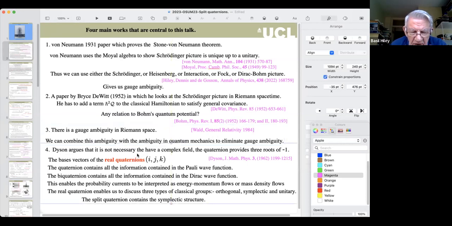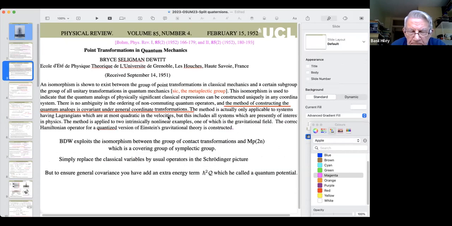And in order to combine them, I then make use of Dyson's arguments that it was not necessary to have a complex field in quantum theory, but you need complex numbers. And for Dyson, the complex numbers came from the quaternions themselves. So what we're using is the basis vectors of the real quaternions. So we get 3 square roots of -1 now. So the roots of -1 come in the dynamics. And the quaternion contains all the information contained in the Pauli wave function. The biquaternions contain all the information in the Dirac wave function. And this enables us to talk about probability currents, and we're talking about energy momentum flows or mass density flows. And that gets us into a situation which is close to what Einstein was talking about. In fact, Einstein crops up several times in my slides. Okay, so let's have a look.